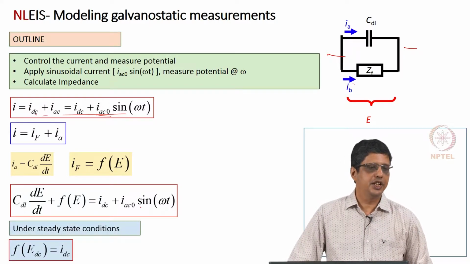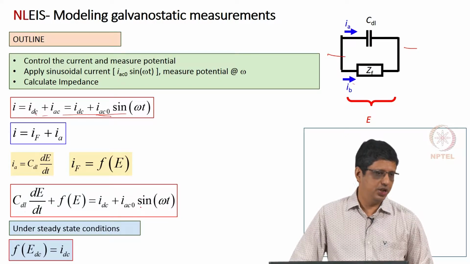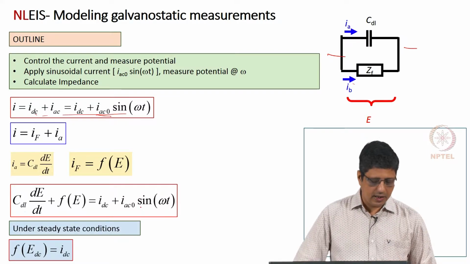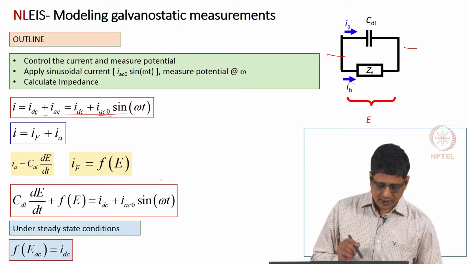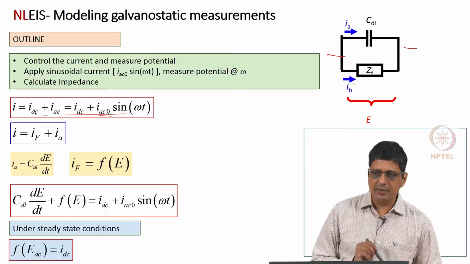Under steady state conditions, that means DC current and DC potential, the capacitance will not allow any current to pass through, because E is a constant and dE by dt is 0. Therefore, we can take this expression and simplify it, which shows that f of EDC is the same as IDC.